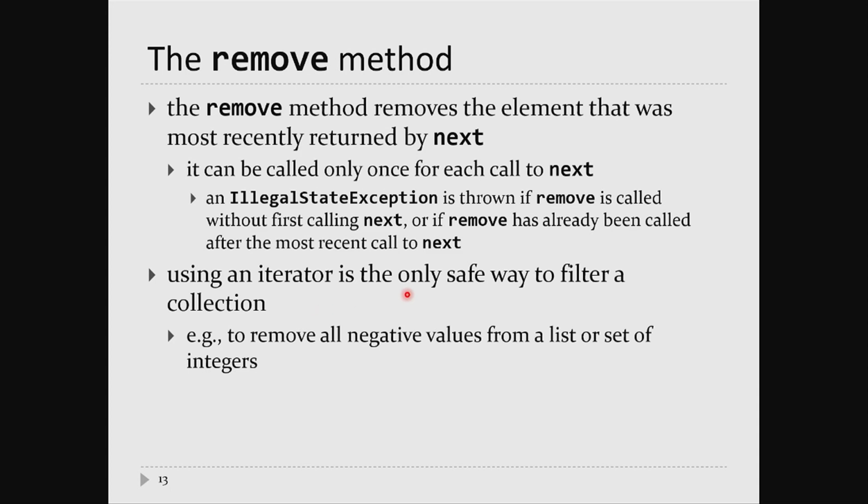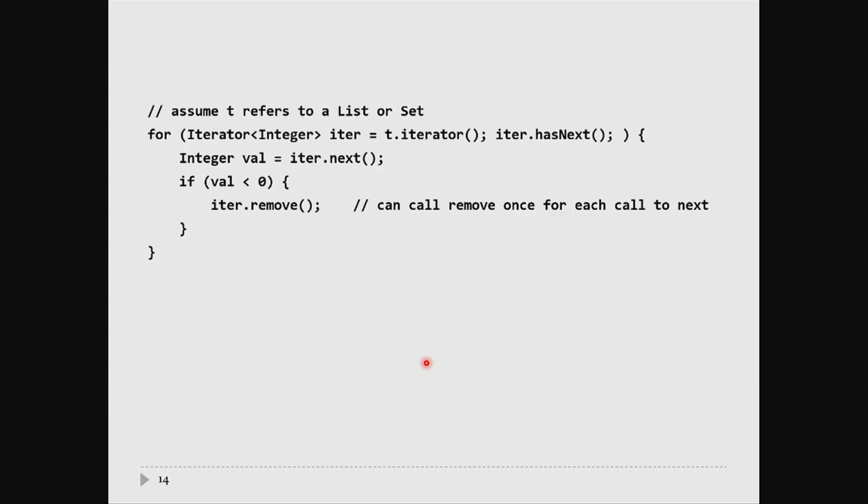Iterating over a collection and removing elements as you iterate is called filtering. If I want to remove all the negative values from a list or set of integers, you can write the following code. You make an iterator by calling the collection's iterator method. That returns something of type iterator. Since this is a list or set of integers, it returns an iterator over integers.